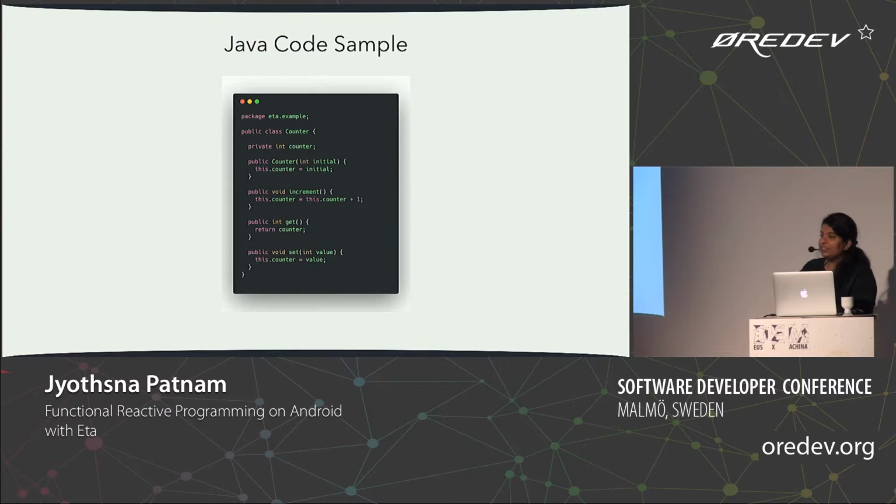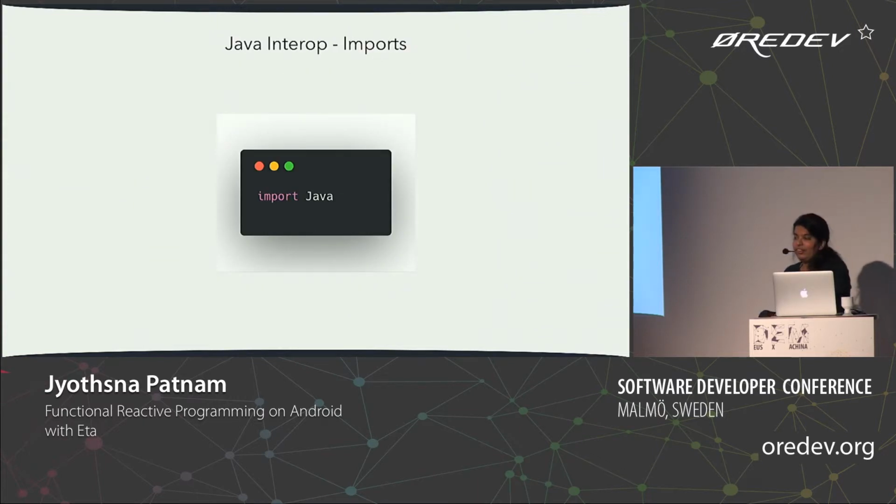Here is a simple Java class called Counter. It has a private integer field called counter. You can initialize it, you can increment it using the increment method, and you can get the current value using the get instance method. And you can also update it using the set instance method.